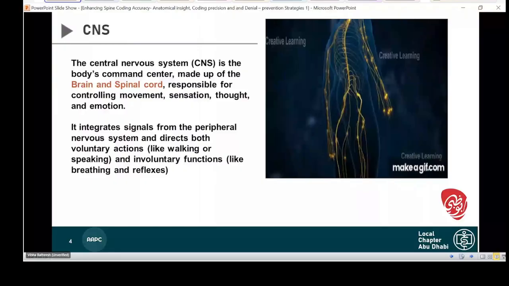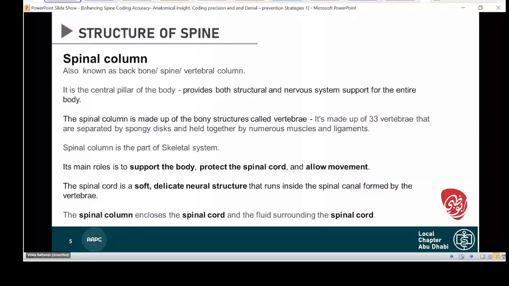Okay, as I already told, the nervous system consists of the brain and the spinal cord. The spinal cord is a very thin, delicate structure made up of nervous tissue. It is protected by, or enclosed in, a column-like structure called the spinal column. Next we are going to see what the spinal column is and its structure in detail.